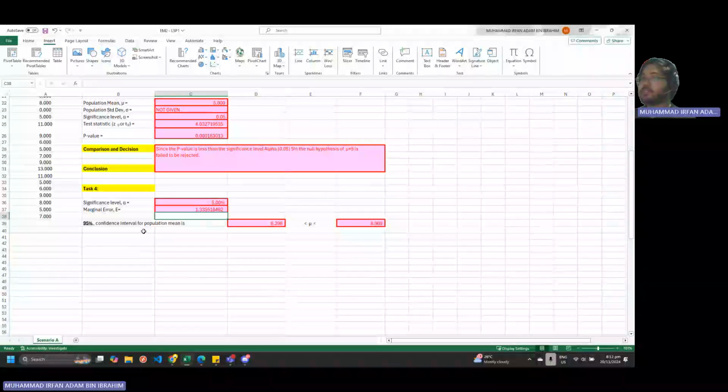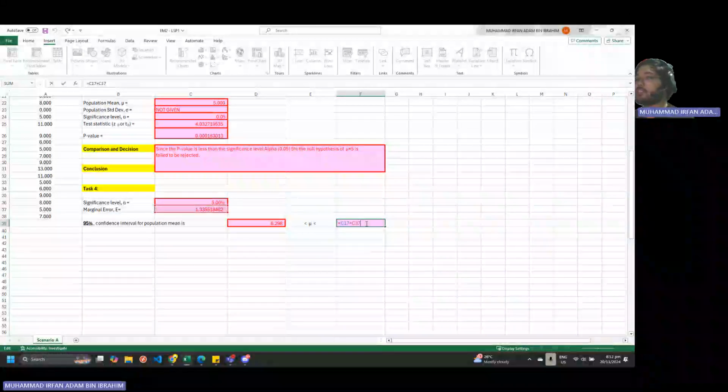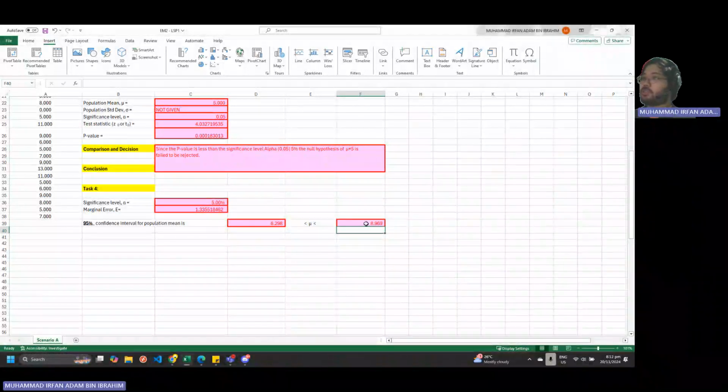So for the 95% confidence interval for the population mean, for our lower bound and upper bound in this case, it is the sample mean minus our margin of error. And for the other one, it is the opposite, which is the sample mean plus the margin of error, which gets you your two answers.